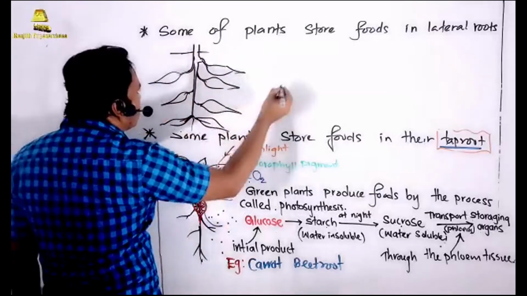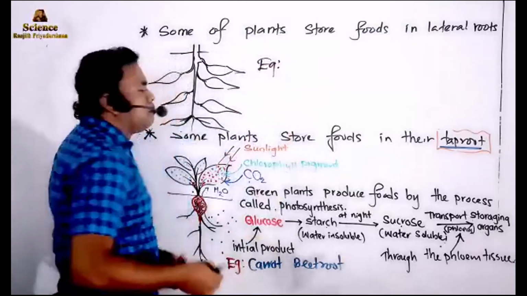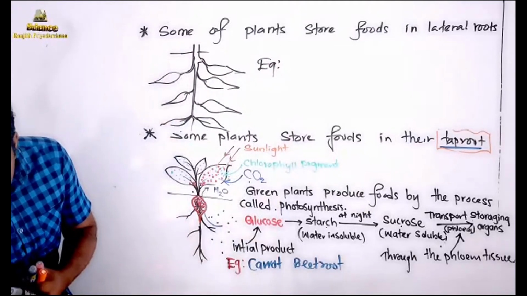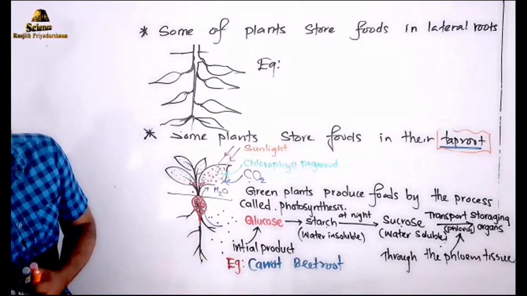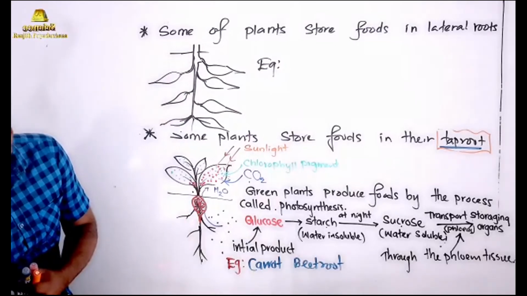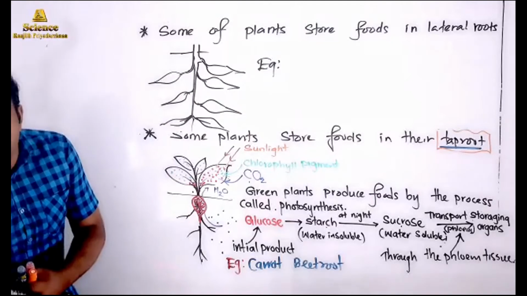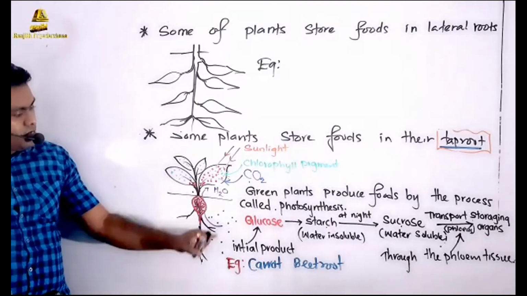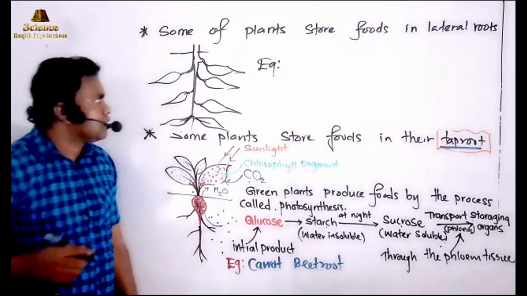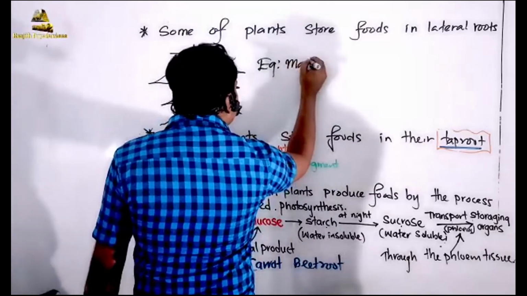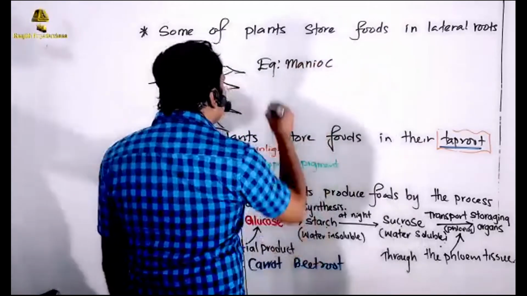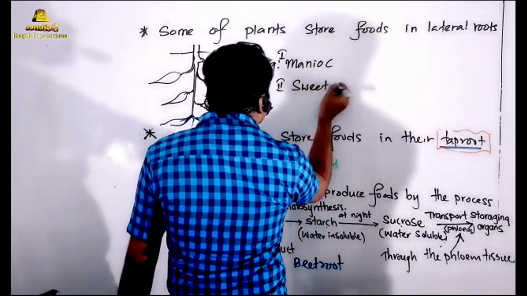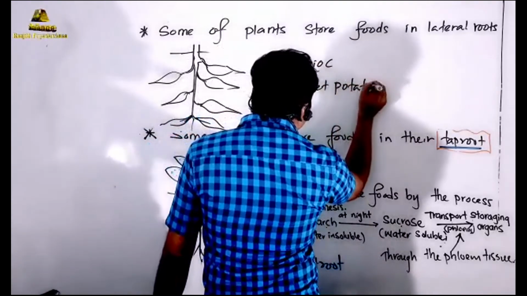Examples: manioc and sweet potato. Okay, write the examples. Son, may I erase this? Still writing? Right, sir. Okay. Manioc. Sweet potato.